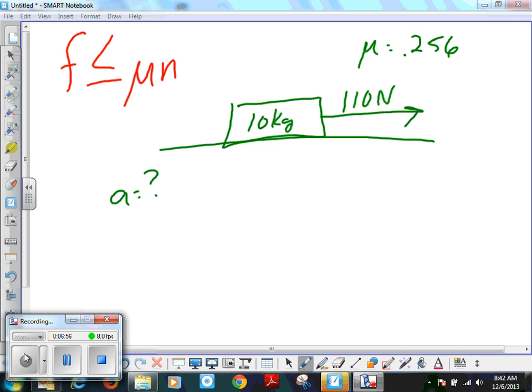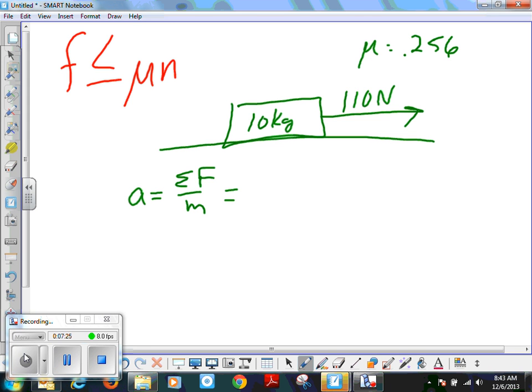Okay, here's our next little situation right here. We've got a tug of 110 to the right on a 10 kilogram mass. We do have a coefficient this time. We're trying to find the acceleration. Okay. So we can look right here to know that acceleration is summation of forces divided by mass.